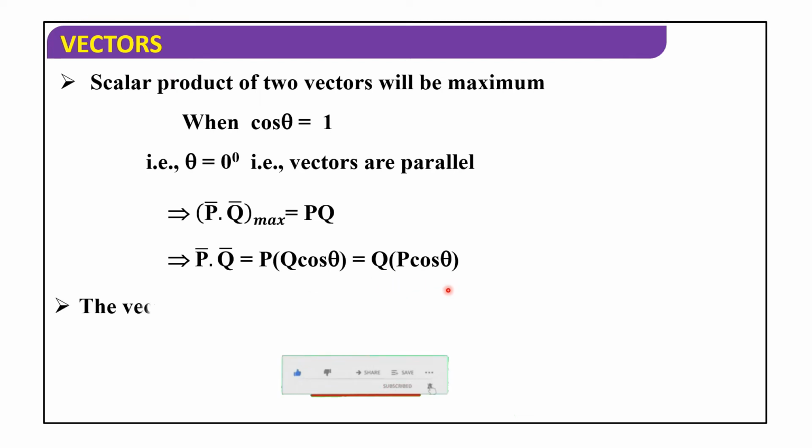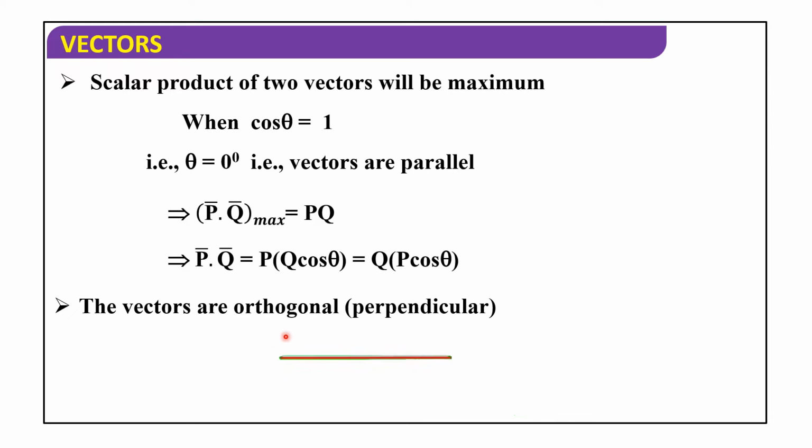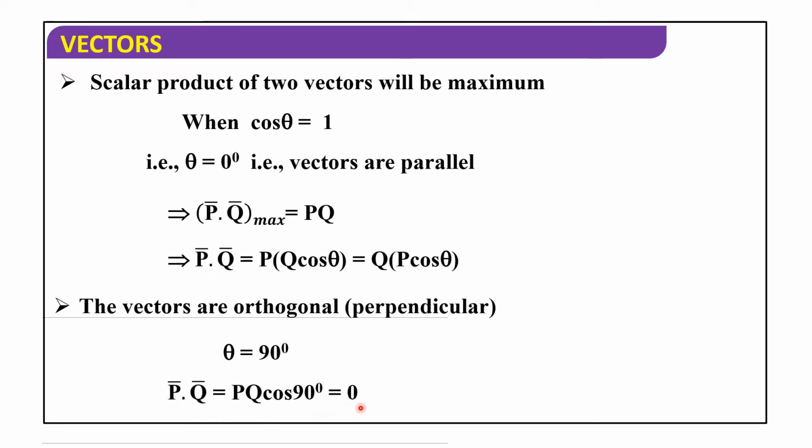The vectors are orthogonal, that is perpendicular, when theta equals 90 degrees. So p bar dot q bar equals pq cos 90 degrees, that is equals 0, because cos 90 equals 0.